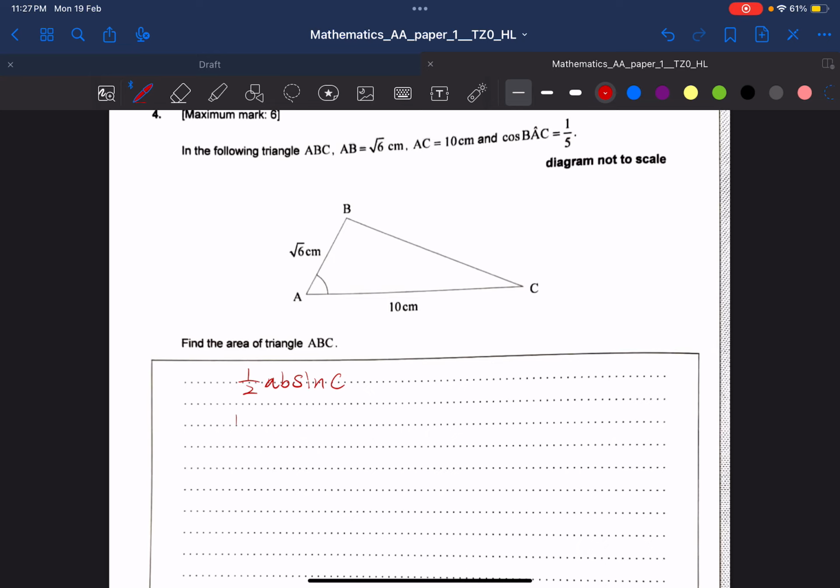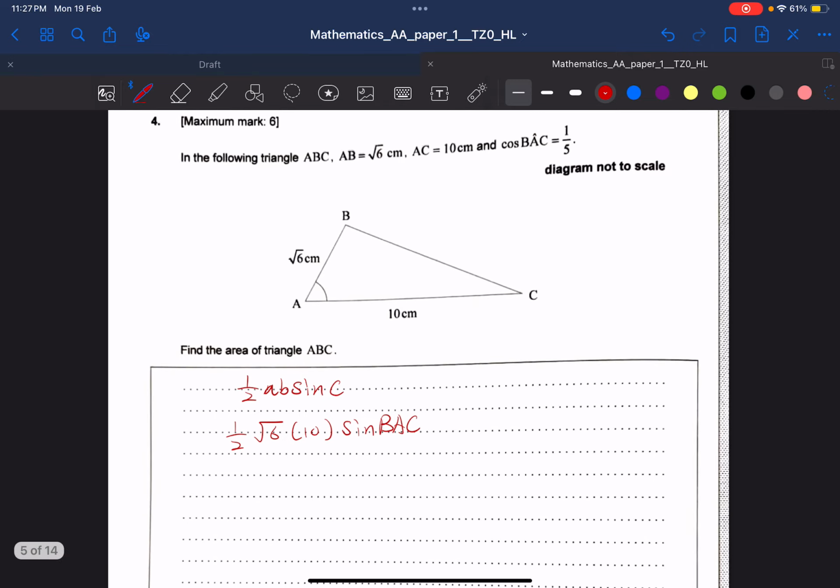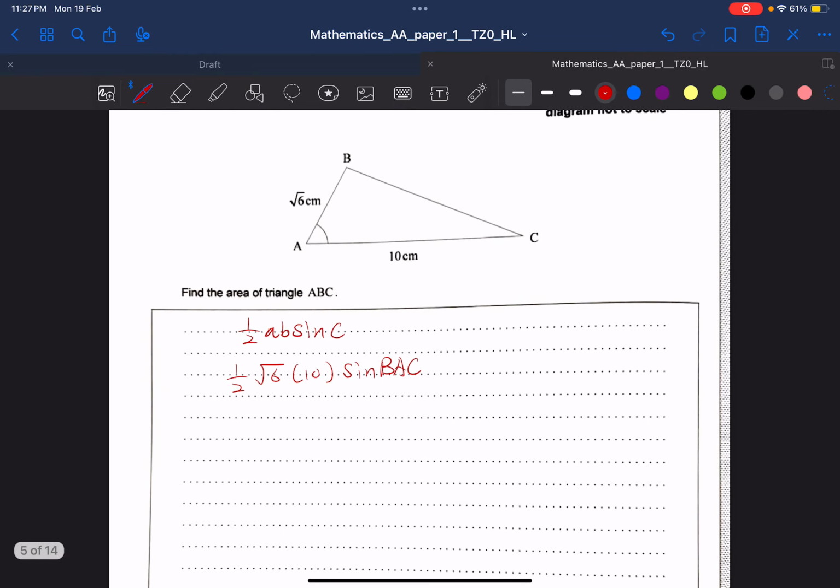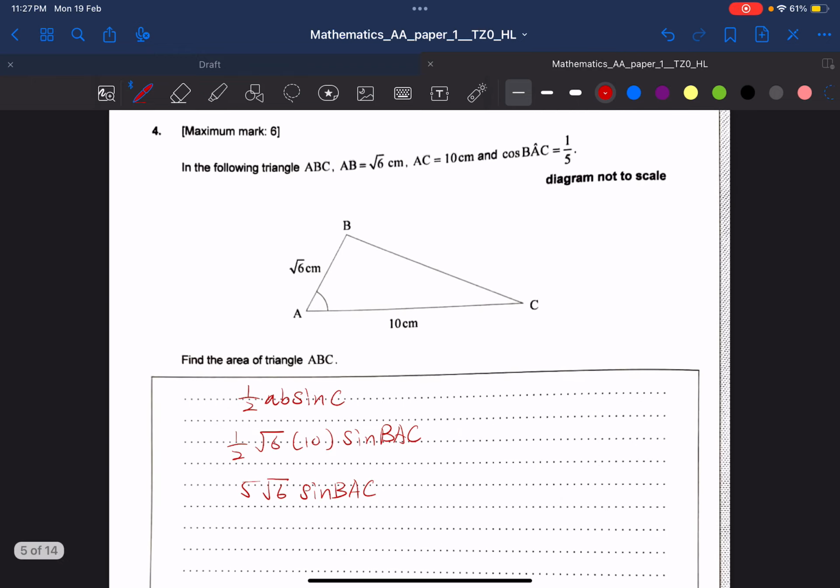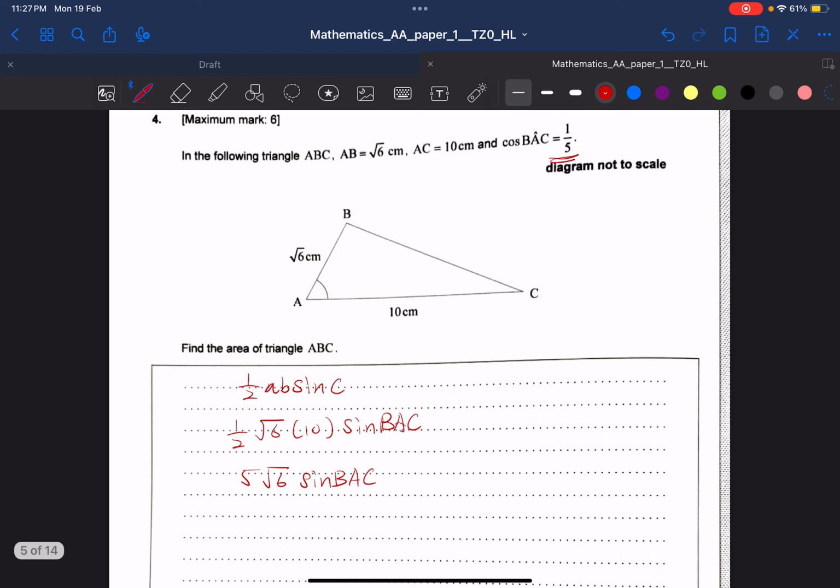So this is like 1/2 times root 6 times 10 sine the BAC, the included angle there. Okay, so I'll try my best to do the essay question as fast as possible because this is not the main focus for today. So BAC. So now we need to use this info here.